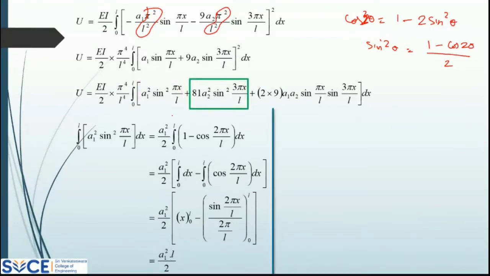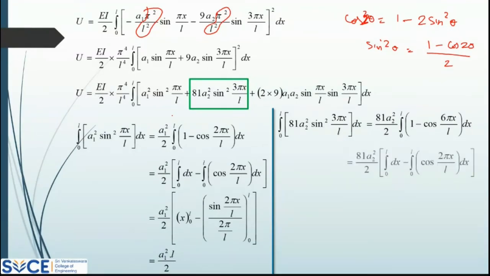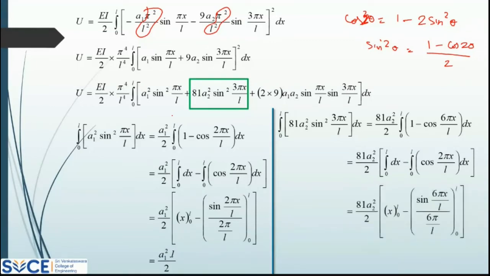Now I'm going to consider the other term, a2 square. Again, I have to convert it in terms of cos 2 theta. So I'm getting 81 a2 square by 2, the remaining term. Integrate this and apply your limit, then you will get another term, which is 81 a2 square L by 2. This is my second term. Okay, this second term is over.